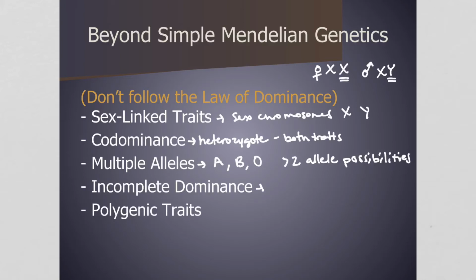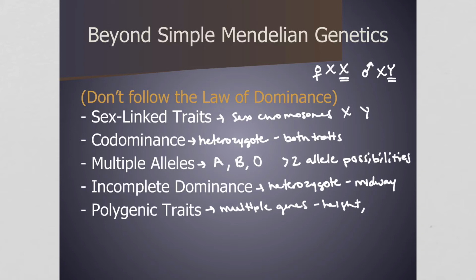Incomplete dominance. Now with codominance, you've got both traits showing in a heterozygote. In incomplete dominance, the heterozygote is going to be showing a trait that's midway between the two allele possibilities. And again, I'll go into detail with that. Polygenic, these are traits that are determined by multiple genes. So for example, height, eye color is not just a single gene. Body type, I mean, there's a lot of these that are polygenic.